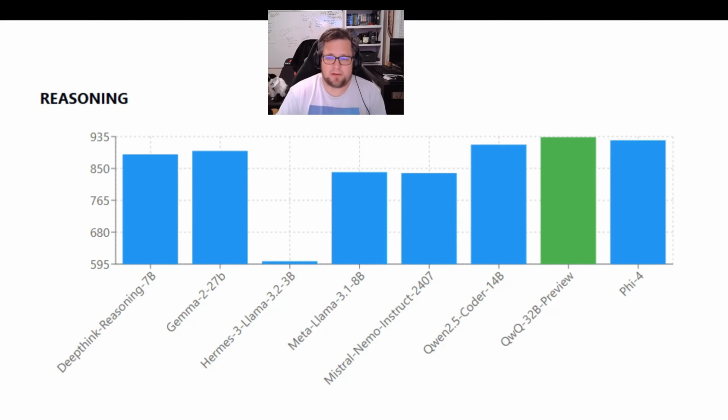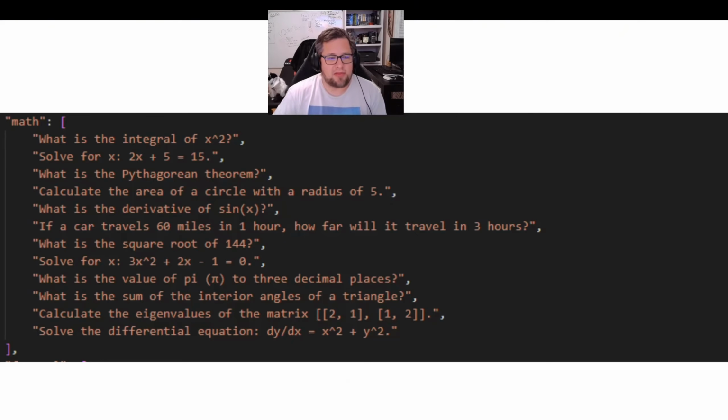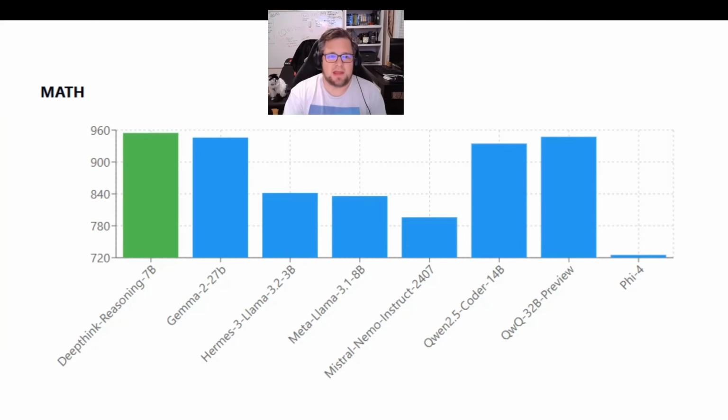the best reasoning model I can run locally on my hardware. Next I went to math, and on the math side, very simple stuff like integrals, differential equations, a car traveling a certain speed, how far will it travel in a certain number of hours, stuff like that. Ultimately, Deep Think Reasoning 7B ended up with the highest result here, with the next three being QWQ 32B Preview and Gemma 2 27B, followed by Qwen 2.5 Coder 14B.